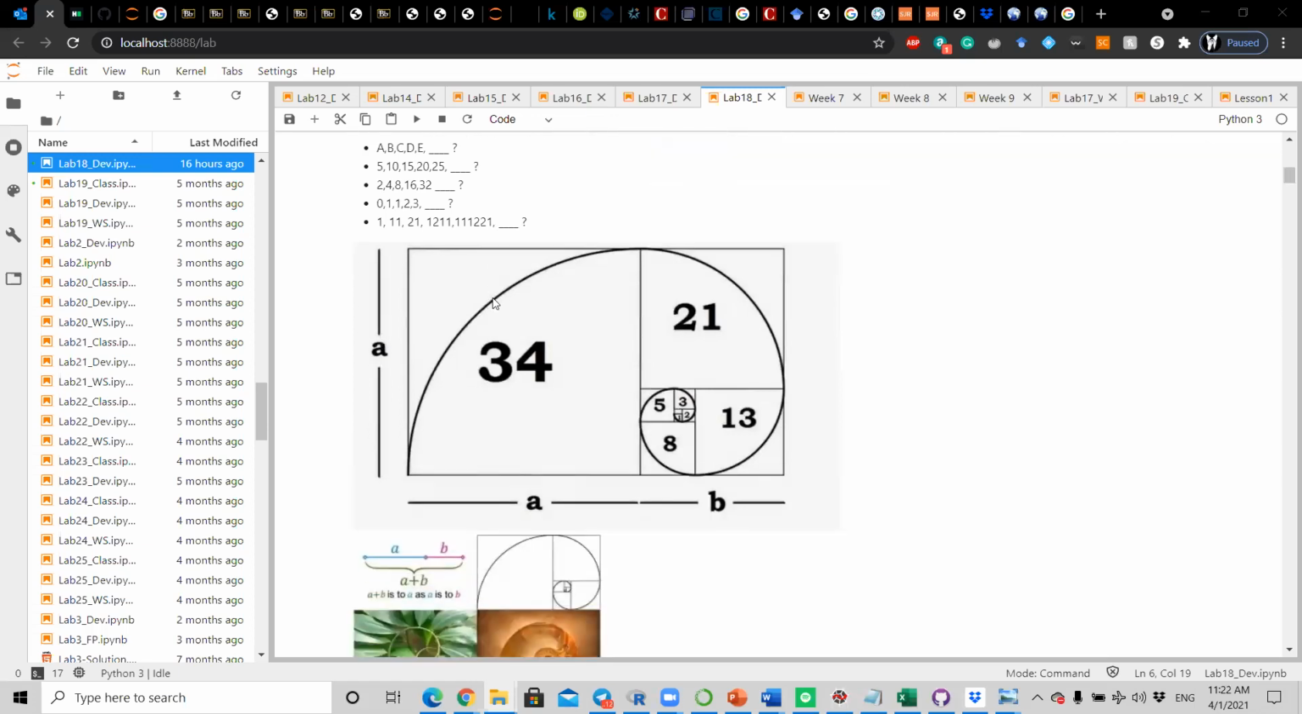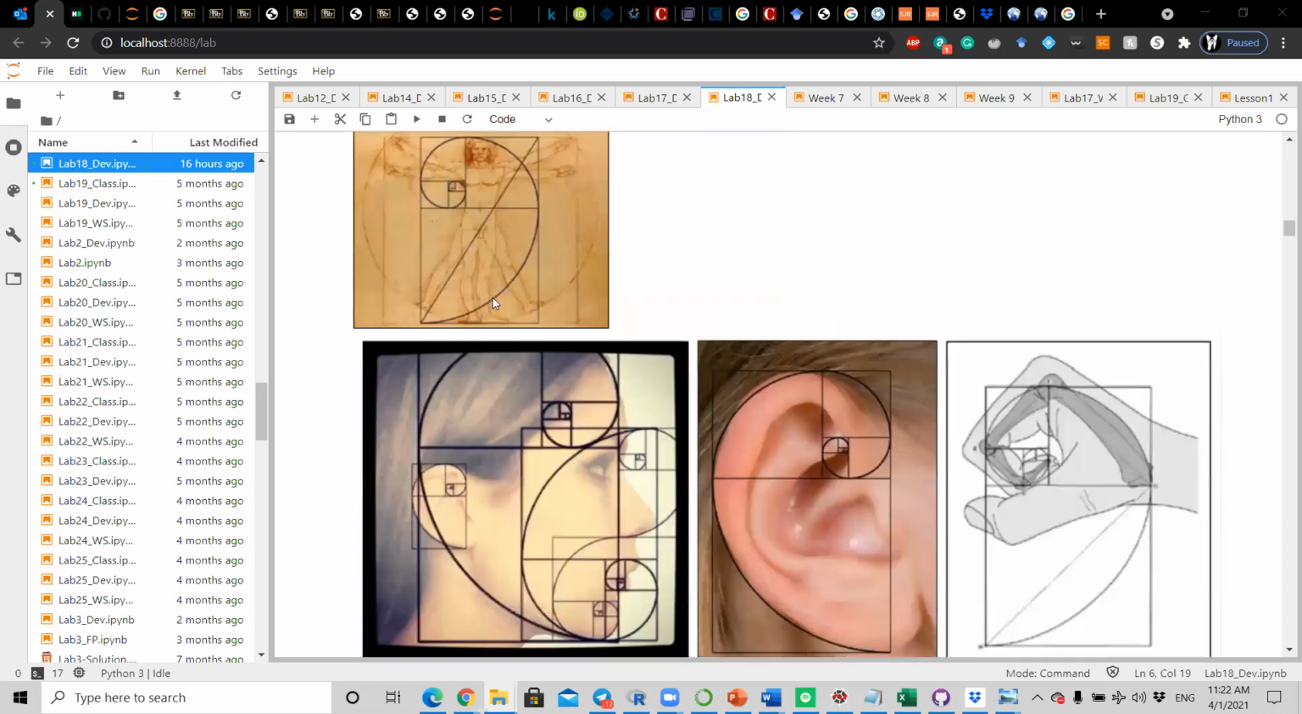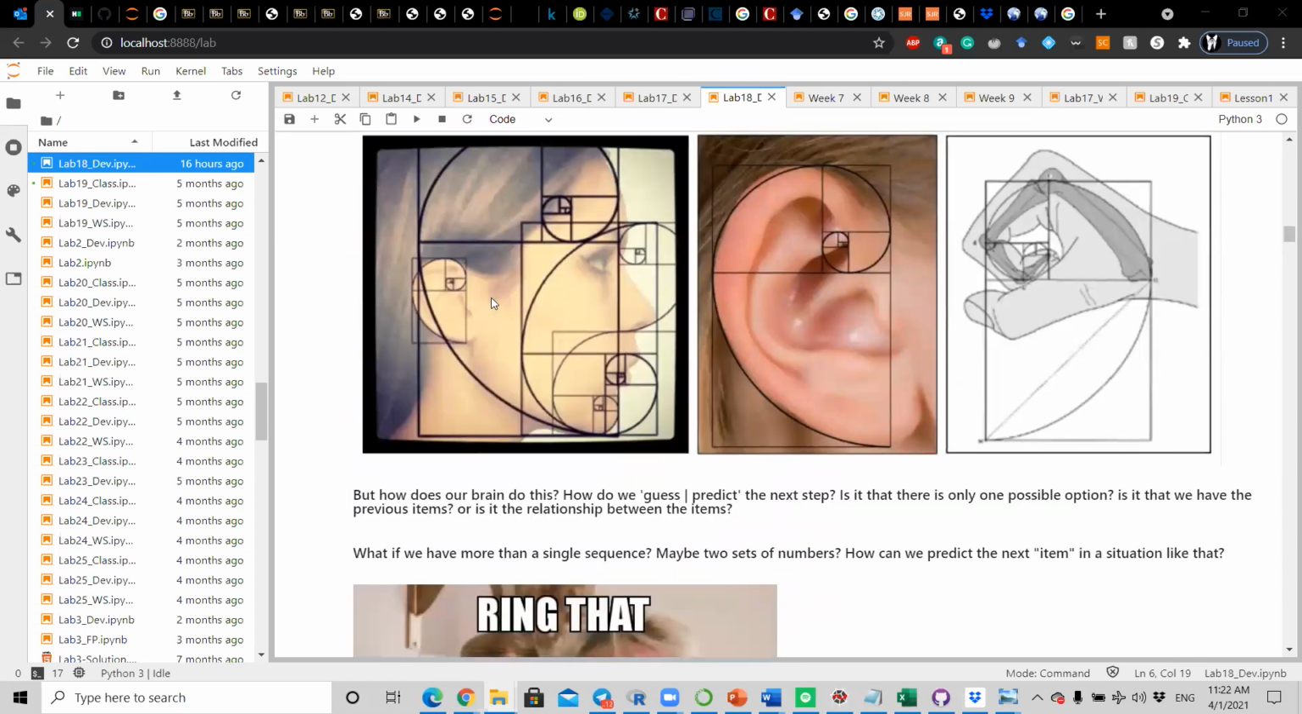Okay, so thank you very much for playing the game. Now the question is, how does your brain do this? How do you guess or predict the next step? Is it the fact that you know these sequences like A, B, C, D, E? Or is it the fact that there is only one possible next step? Or is there something like a pattern or relationship that you detect? Which one is it? Pattern. Pattern. Any other answers?